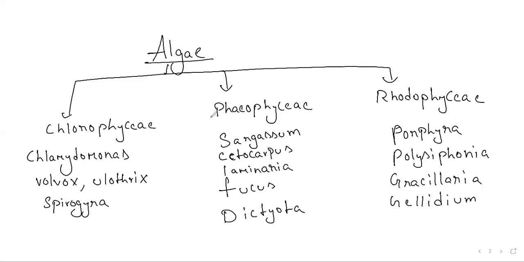And next we'll go with the, so when it comes to algae, one thing we have to remember, chlorophyta is actually green algae. Phaeophyta is brown algae. Rhodophyta is red algae. And next, bryophytes.